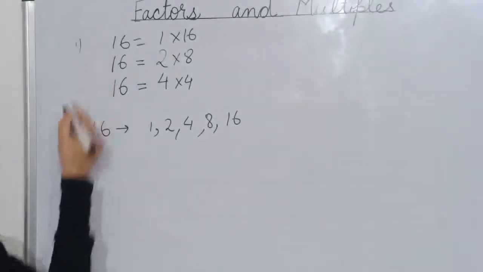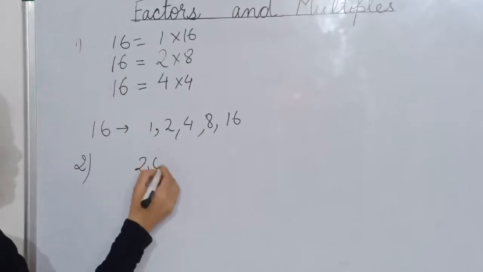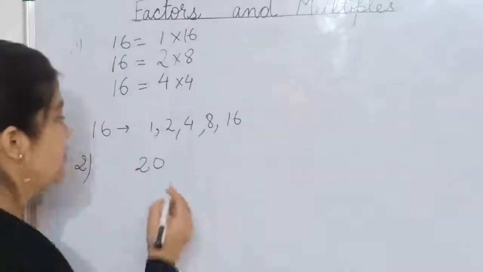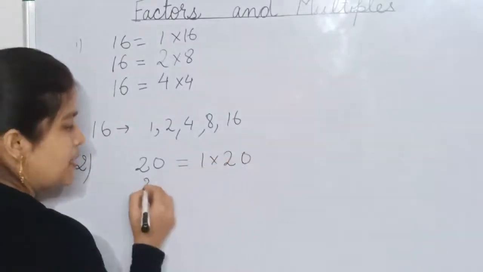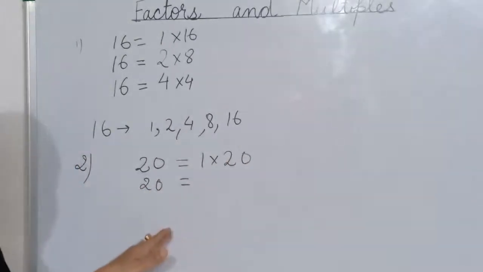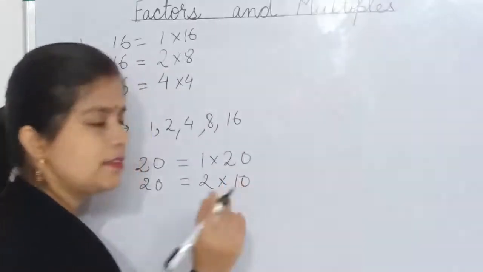This is the first. Second, I am taking 20. We have to write all the factors of 20. First, we know 1 into 20 is equal to 20 only. Second, if we divide 20 by 2, we will get 10. So 2 into 10 is also equal to 20.